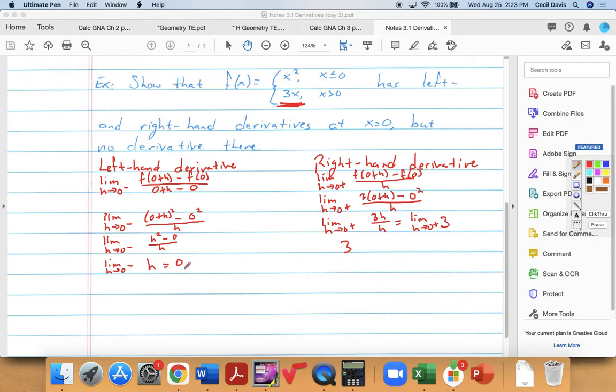So the left-hand derivative is 0. The right-hand derivative is 3. Those don't agree. So since 0 is not equal to 3, f has no derivative at x equals 0. Yeah, that's all there is. Let me show you real quickly what this looks like.